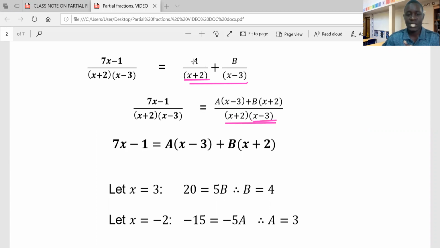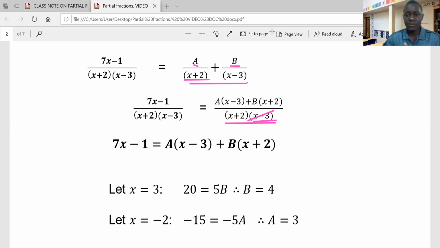So x minus 3 times the numerator here, which is my a, gives me a times x minus 3. Then if I use x minus 3 to divide my LCM, this will strike out x minus 3, so that I have x plus 2. So x plus 2 times my b here will give me b times x plus 2.